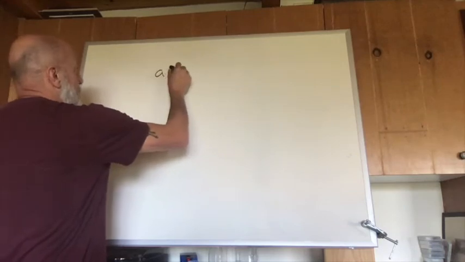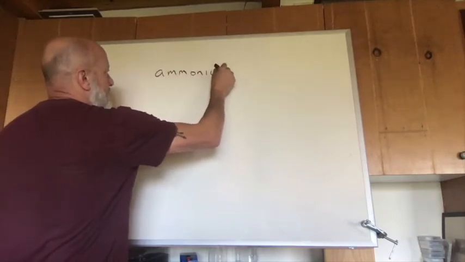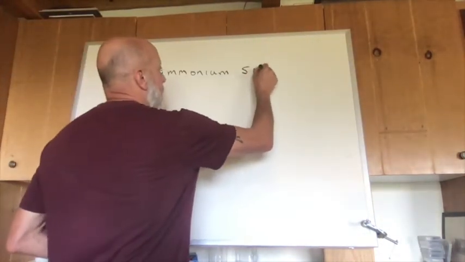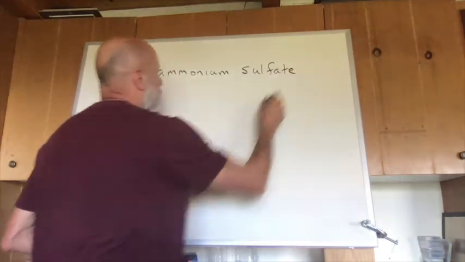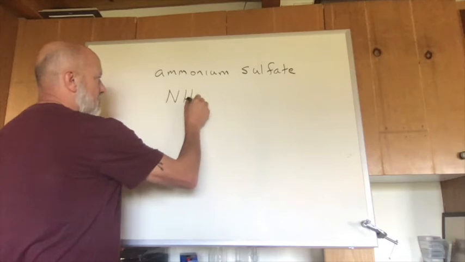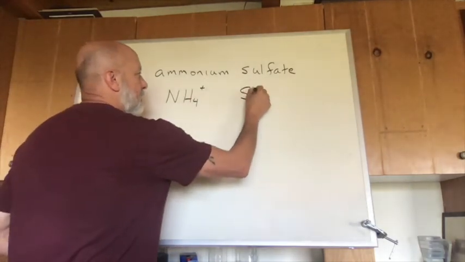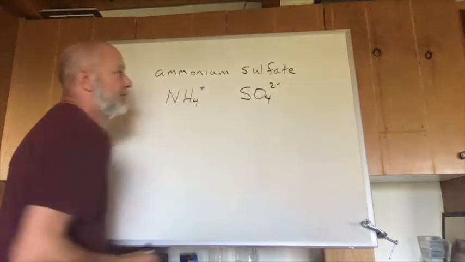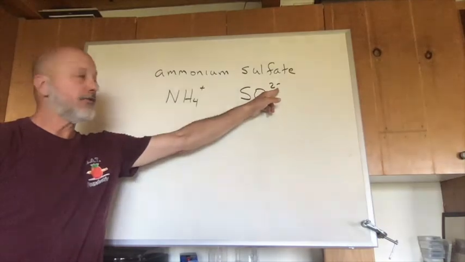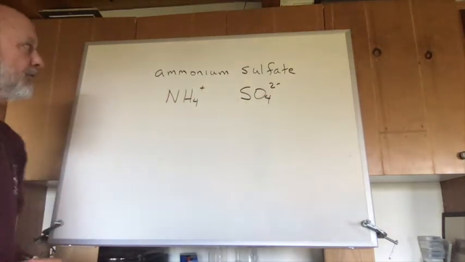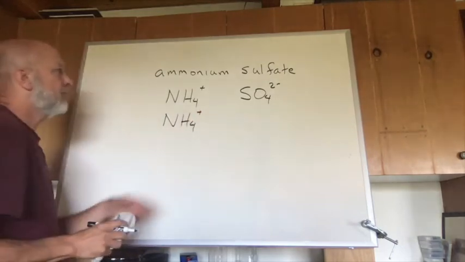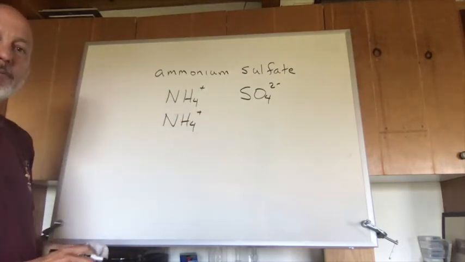Ammonium sulfate. What is ammonium? It's NH4. What is sulfate? It's 1 sulfur, 4 oxygens that have added 2 electrons. This little group polyatomic ion has added 2 electrons. That has a 2 negative charge. This has lost 1. Single minus. What do I need? I need 2 of these. For every sulfate, I need 2 ammoniums to make this compound neutral.